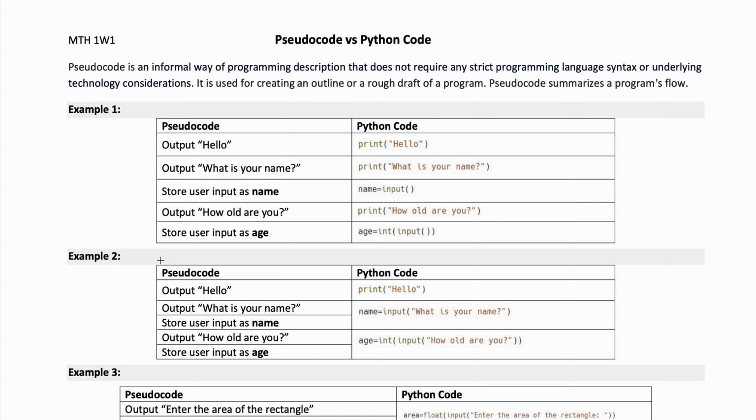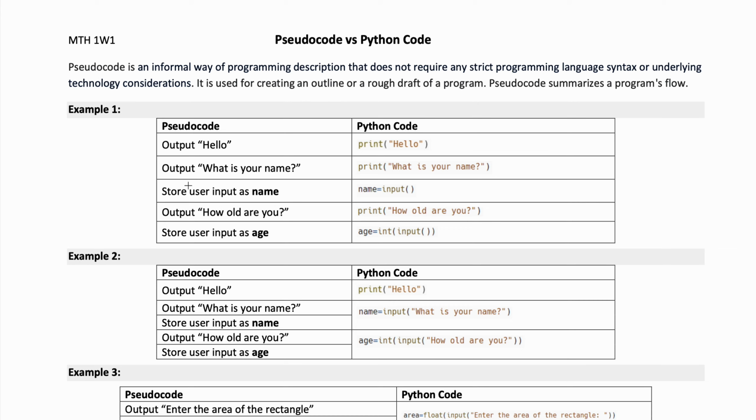So I'll just go over a couple of examples here. Example one, we have the pseudocode that says output hello. In Python, that would look something like this, where it says print hello. Another example is in pseudocode, we could say output what is your name. In Python, this would be print what is your name.